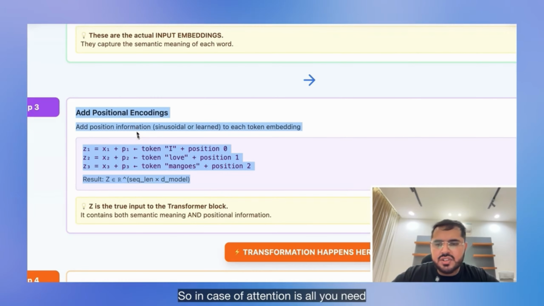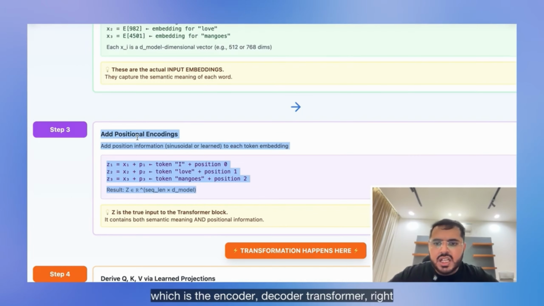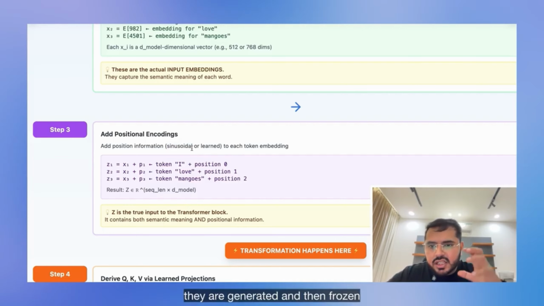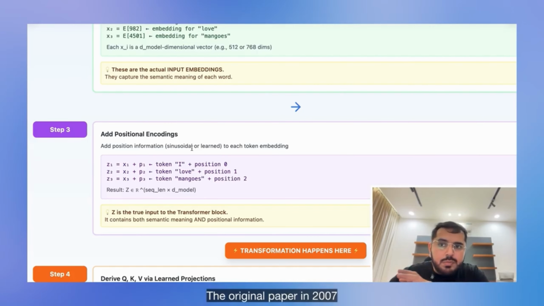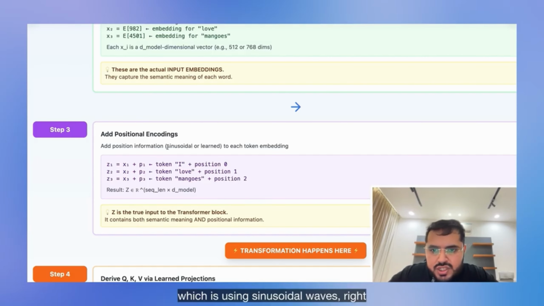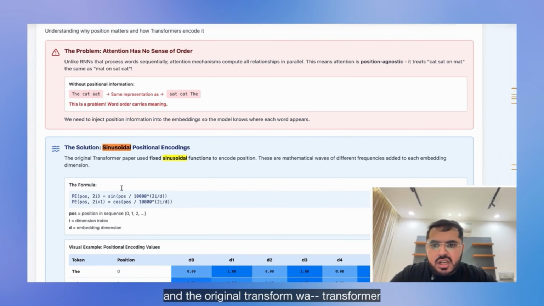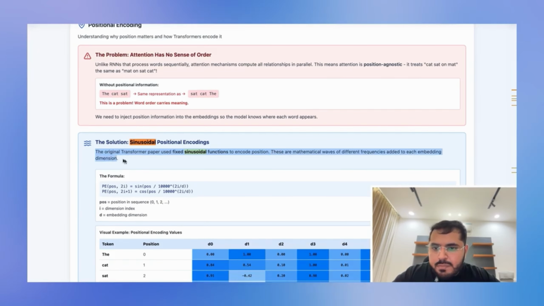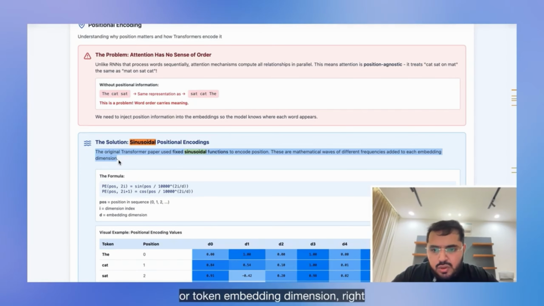So in the case of Attention Is All You Need, the original transformer used something known as sinusoidal positional embeddings. They are static. They are generated and then frozen. They are not learned. The original paper, which says Attention Is All You Need, proposed an idea of positional embeddings using sinusoidal waves, and the original transformer paper uses fixed sinusoidal functions to encode the positions of each token. The embedding dimension stays similar to the token embedding dimension.